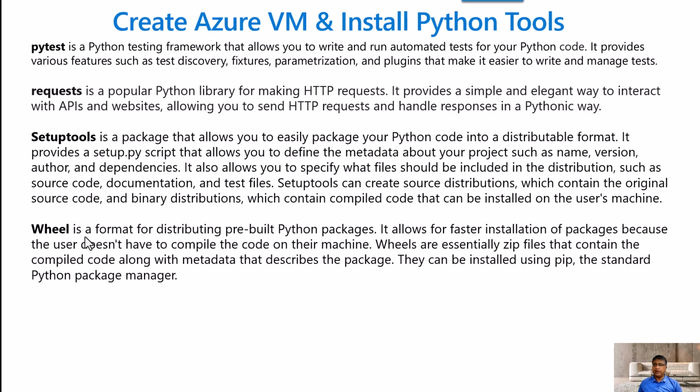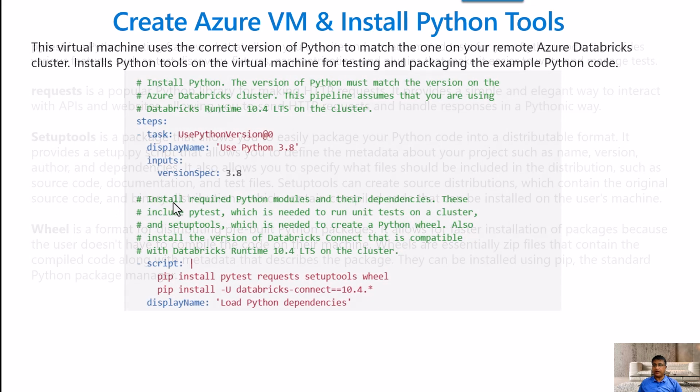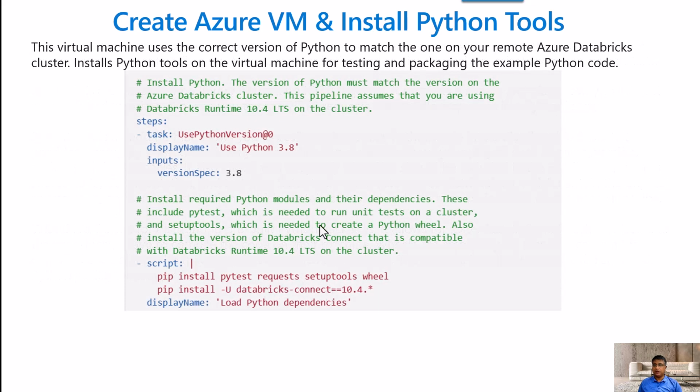Wheel is nothing but a Python wheel, okay, which is a specific set of library in Python which is used for Python packages, right? It helps you with faster installation of packages because you don't have to compile the code on the machine. And it is nothing but a zip file that contains the whole compiled code along with the metadata, which describes the package. It is something like the DLL in Windows, a similar kind of thing. It is a wheel, right? And this can definitely be installed with the help of the pip command, which is the standard Python package manager. So these are the libraries we are actually installing here, right?